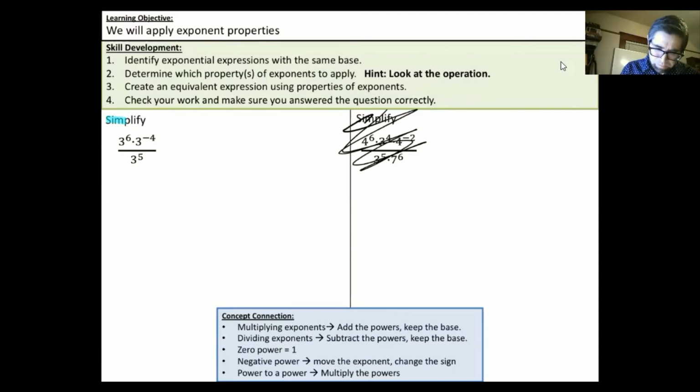Step 1, identify exponential expressions with the same base. So I see 3 to the 6th times 3 to the negative 4th divided by 3 to the 5th. They all have a base of 3. Excellent, I can apply my properties.